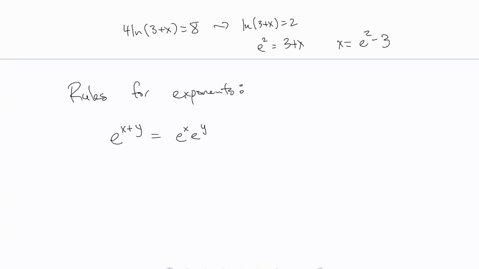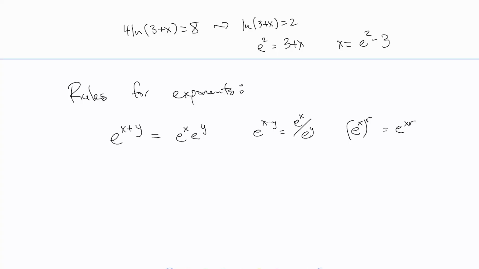I got 2 others. There's also e to the x minus y is e to the x divided by e to the y. And then there's also e to the x to the another thing, we'll call it r. In that situation, you multiply the exponents. So this is e to the x times r. All right?